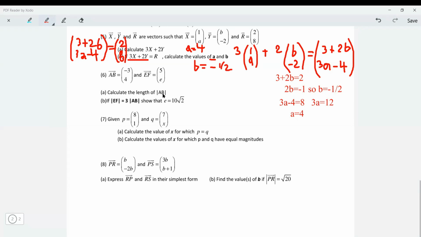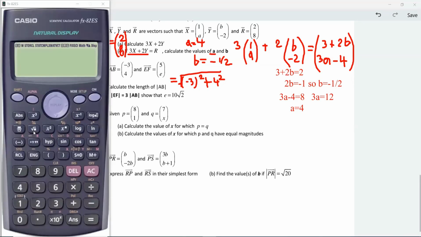All right, nice. Now this one says calculate the length of AB. This is easy. Given vector AB, we know that the length of vector AB is going to be the square root of negative 3 squared plus 4 squared. When you work that out, you just put that into your calculator, and you're going to get 5. Negative 3 squared plus 4 squared, when you put that into the calculator, you get 5.